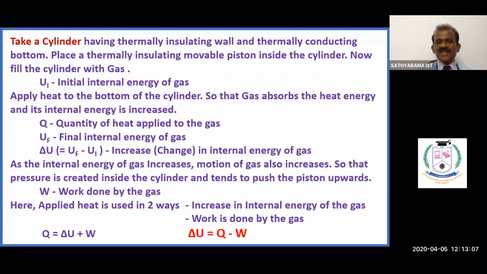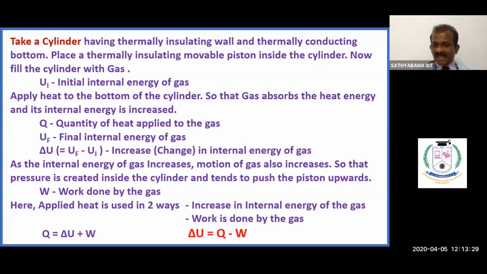Once that internal energy increases, we can measure that value as UF. Q is the quantity of heat applied to the gas, and UF is the final internal energy of the gas. So the change in internal energy, del U, is the difference between these two energies.